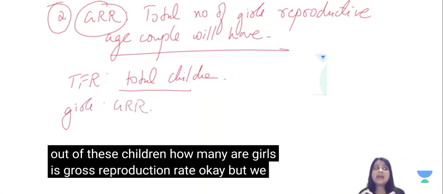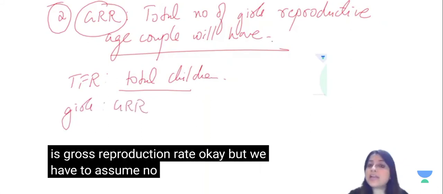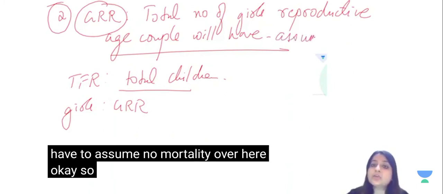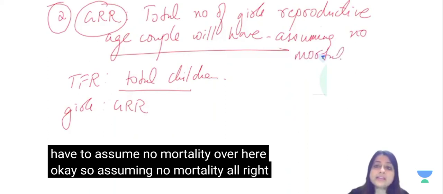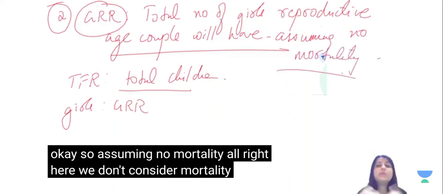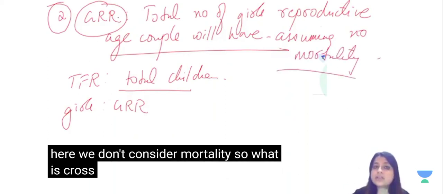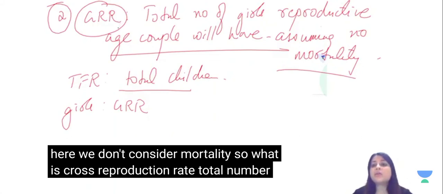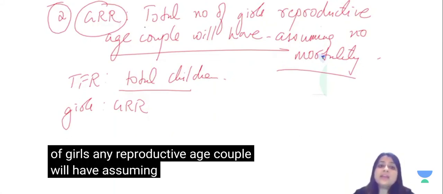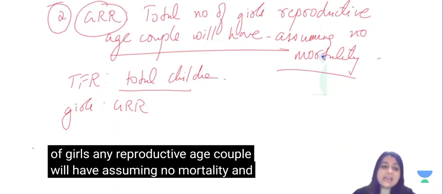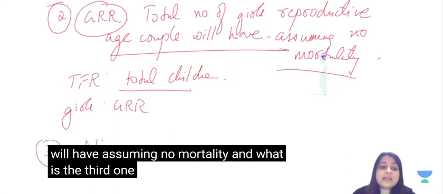But we have to assume no mortality over here. Here we don't consider mortality. So what is gross reproduction rate? Total number of girls any reproductive age couple will have, assuming no mortality. And what is the third one?